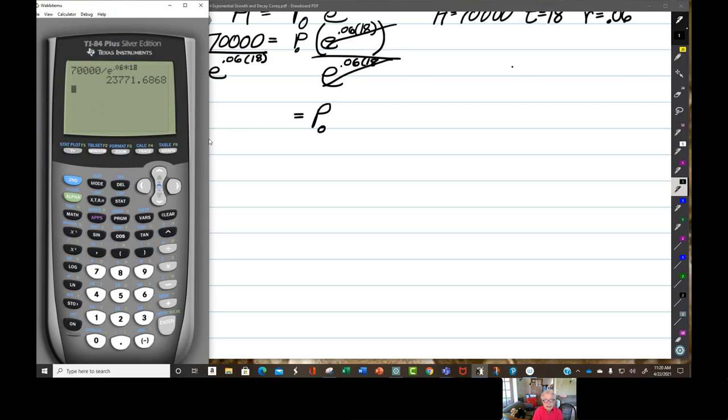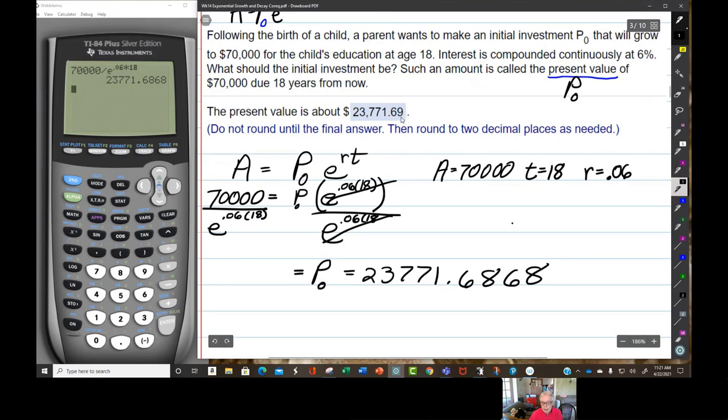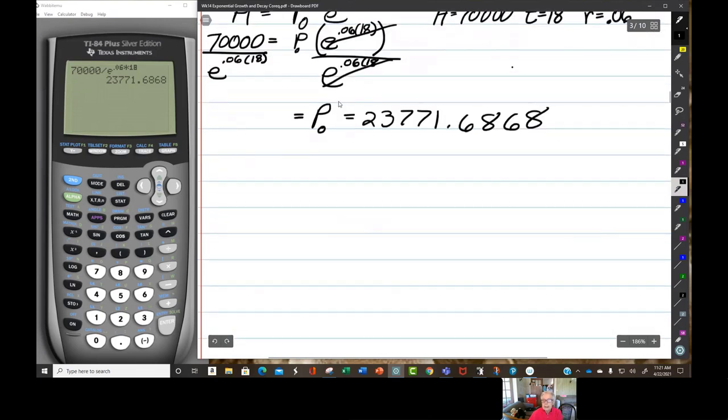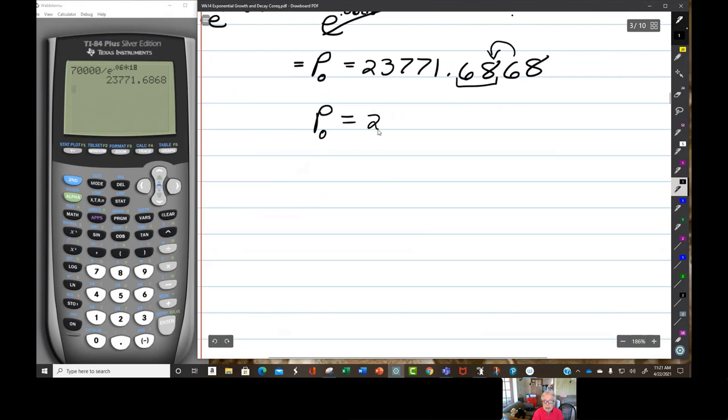And this is the number I get. Let me write it out here. 23771.668. And let me find out what the instructions are. Looks like we're to round to two decimal places. That 6 will cause the 8 to round up to a 9. So our original investment, the amount we have to put in, well, whatever it is we're investing in, is $23,771.69. We have to put that in the bank and then come back in 18 years.